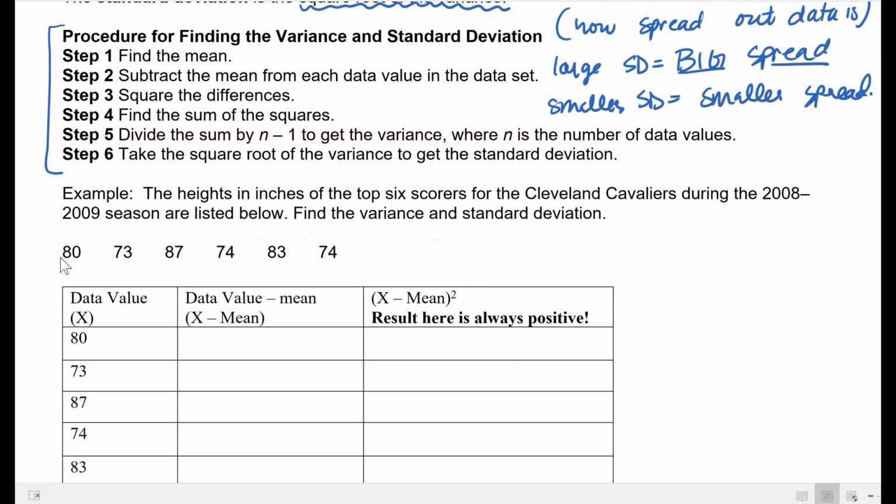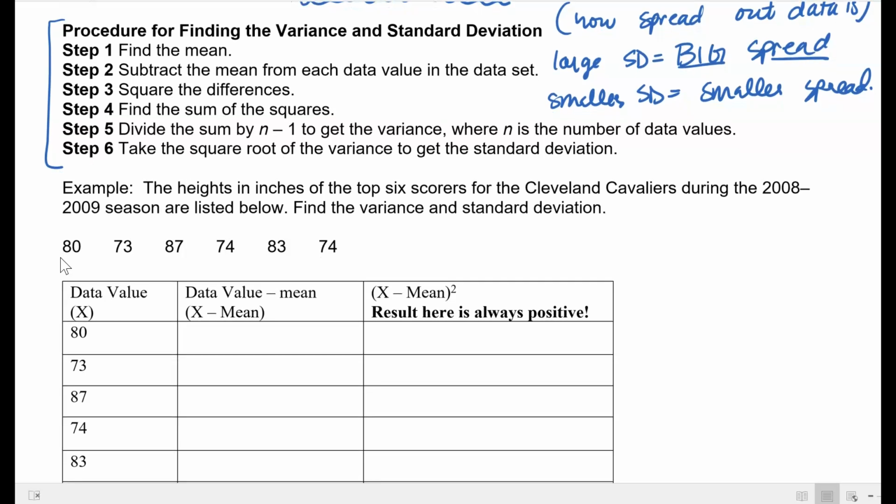So we've got some heights here for the Cleveland Cavalier scorers, basketball players, and we're going to find the variance and standard deviation. Step one is to find the mean. If you add all of these up and divide by 6, you end up getting a mean of 78.5 inches.